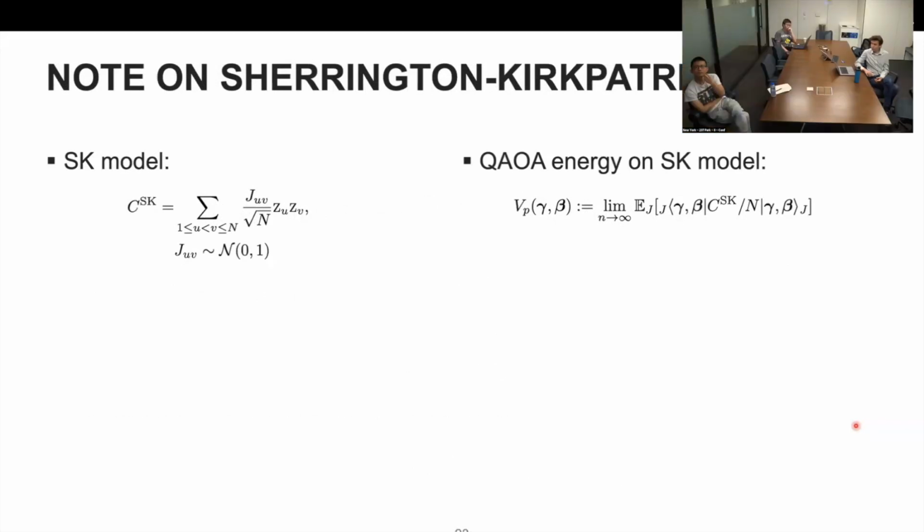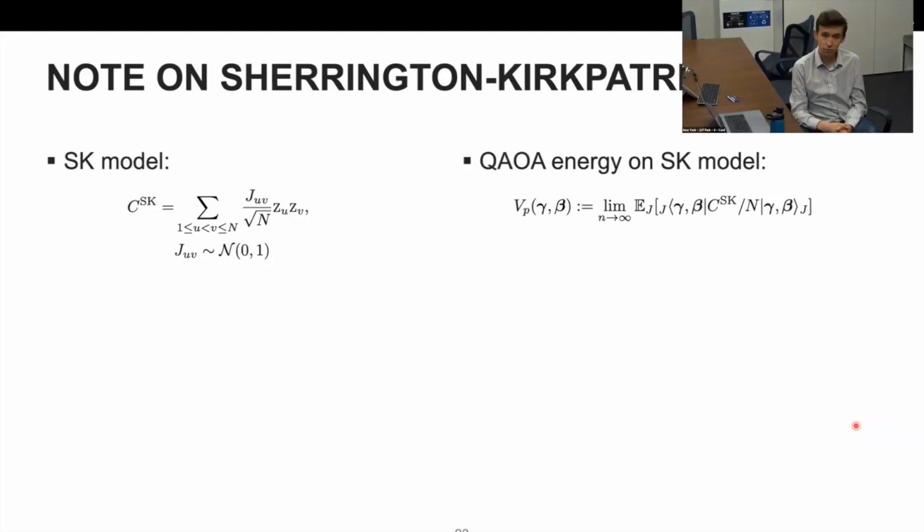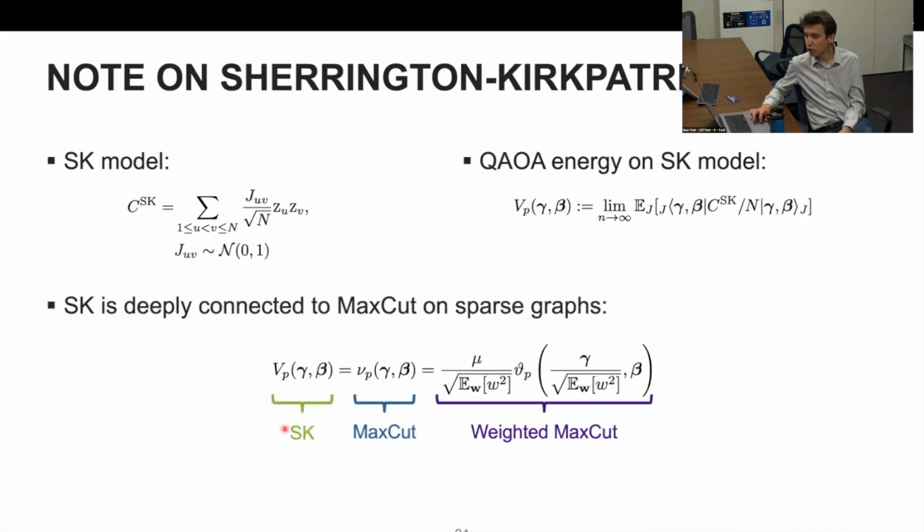As a side note, an object with important connection to the max cut problem is the Sherrington-Kirkpatrick model, which is all-to-all, which is a spin glass. You have all-to-all ZZ terms with couplings coming from the standard normal distribution. If we define the QAOA energy on the SK model, it is known to be equal to this eta quantity defined for the cut fraction for the max cut problem. And of course, because we derive a connection between unweighted max cut and weighted max cut, you get a connection to the SK model for free.